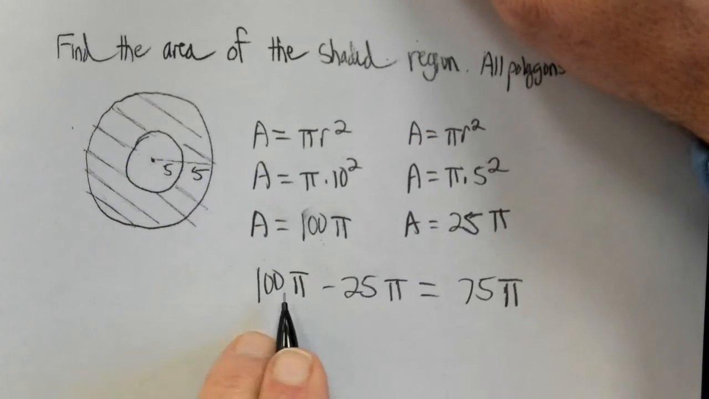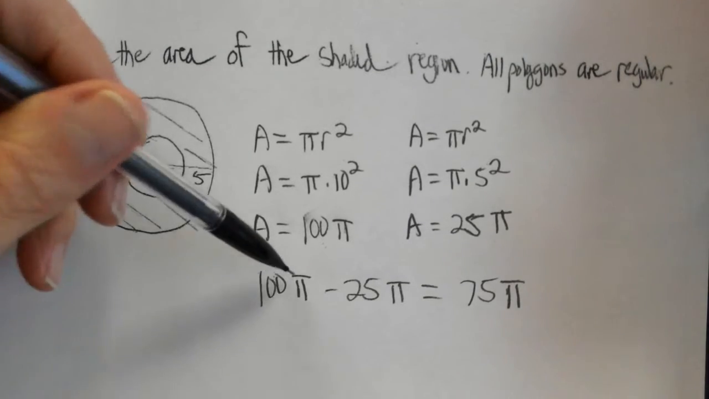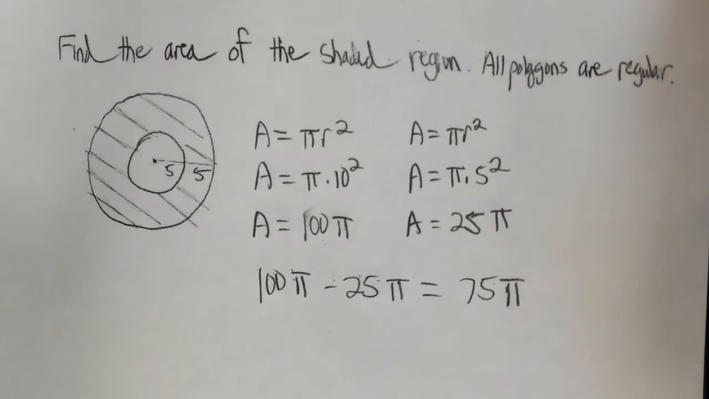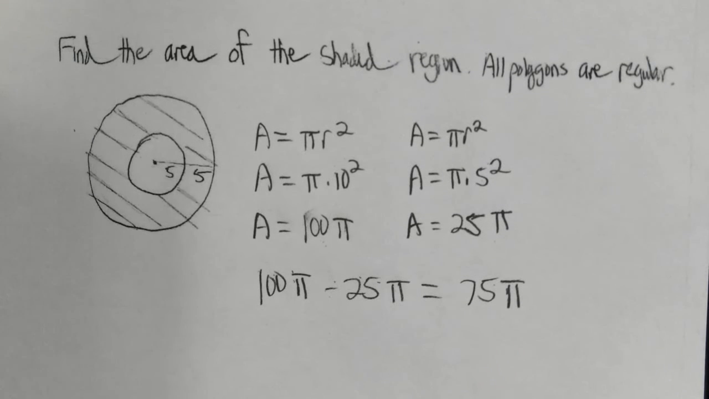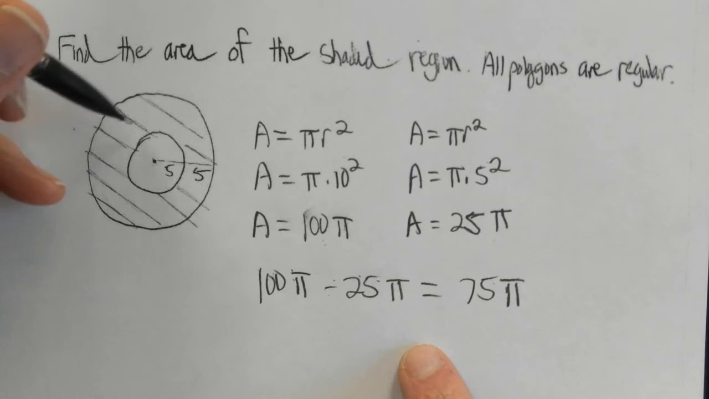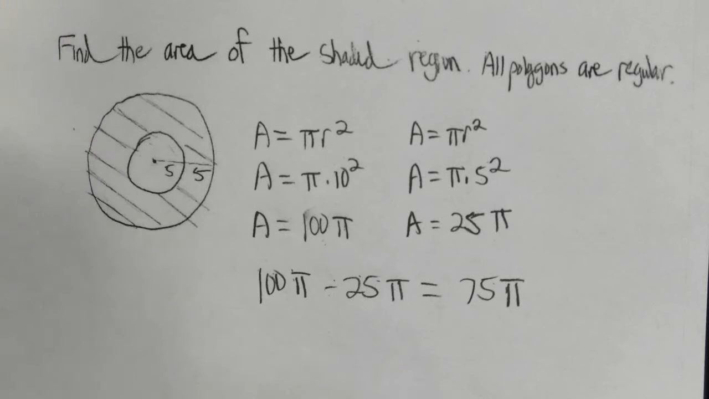So remember, you can subtract pi's from each other just like you can subtract x's, right? So 100x minus 25x is 75x. So 100 pi minus 25 pi is 75 pi. And then that is your answer for the area of the shaded region. All right, so our strategy here is going to be the same for these problems. You want to find the area of the whole thing and subtract off the area of the missing space.